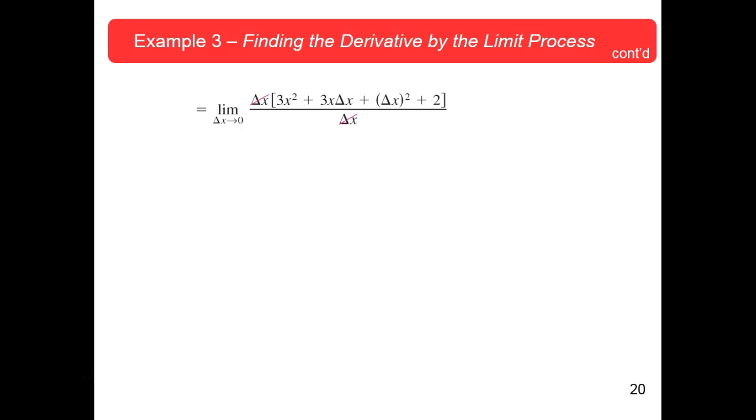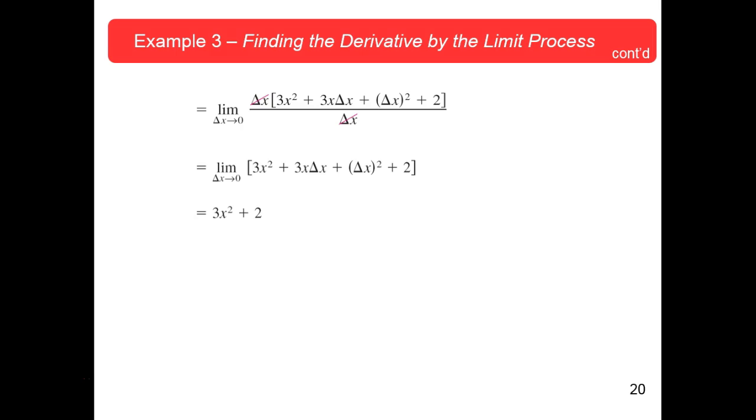Plug it in, 3x squared, plug in a delta x going to 0. In this term, that goes to 0. In this term, it goes to 0. And that just gives you 3x squared plus 2. Oh, they drag it out a little further. Then they take the limit and get 3x squared plus 2. All right, any questions? Same thing we did.